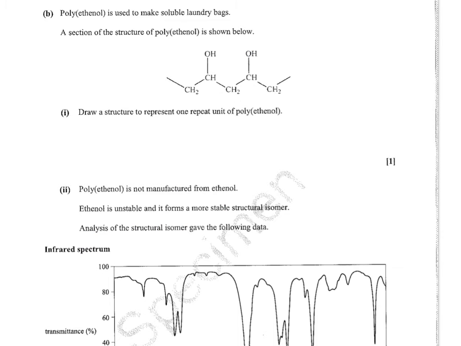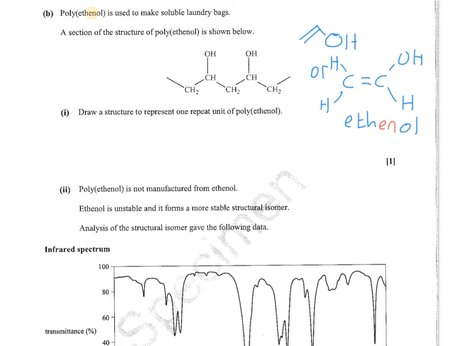So going over the page, it talks about a substance called polyethanol. I want to pause for a second and draw your attention to the fact it's polyethanol, not polyethene. So polyethanol would have come from this substance. So it's basically an ethene molecule with an OH group coming off it. So it's a primary alcohol called ethenol instead of ethanol.